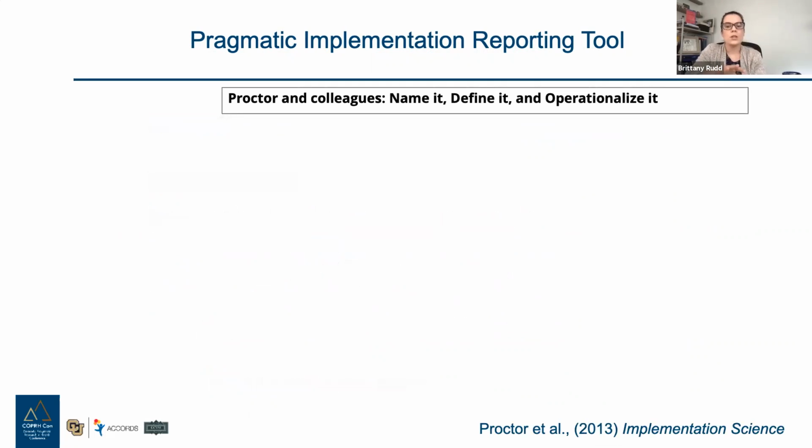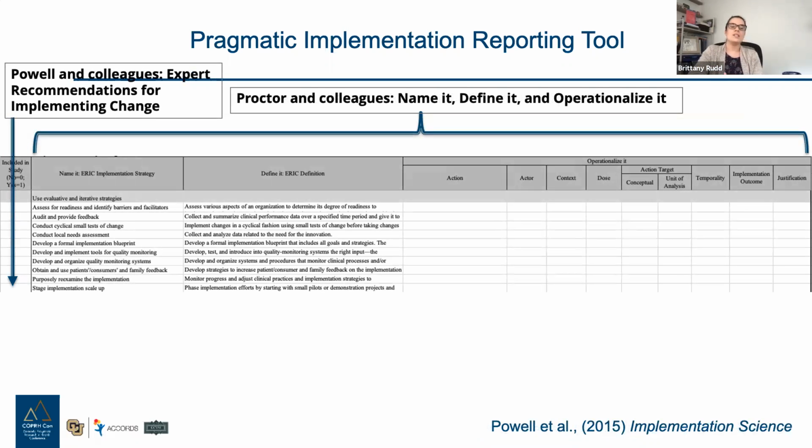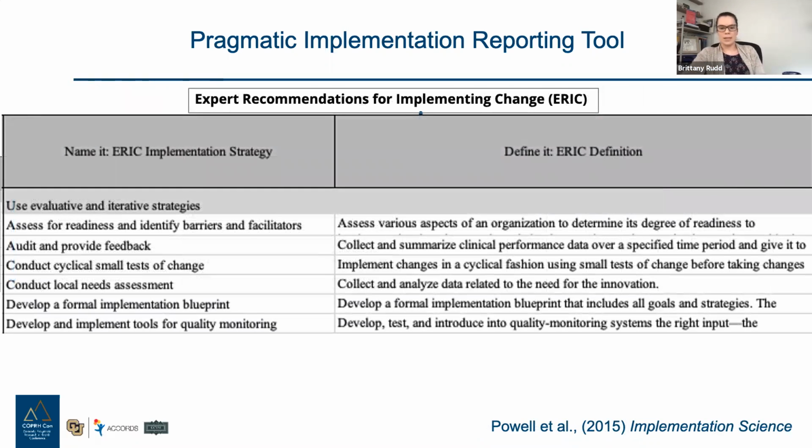So the frame for our tool is that guideline that I've mentioned over and over again: Proctor and colleagues' name it, define it, and operationalize it. And so when Proctor encourages us to name, we use Powell and colleagues' ERIC taxonomy. So to say a little bit more about that taxonomy, the ERIC taxonomy is a comprehensive list of 73 implementation strategies with standardized names and definitions. So we include this list as the name it and define it so that researchers without expertise in implementation science can search these standard names and definitions and select the ones that they're using in their study.